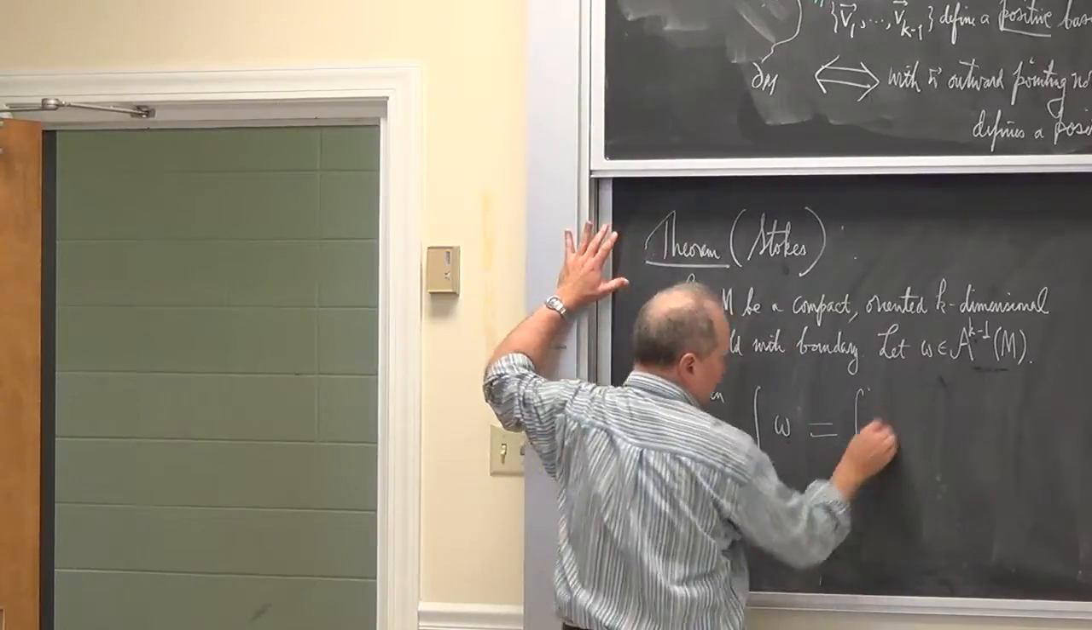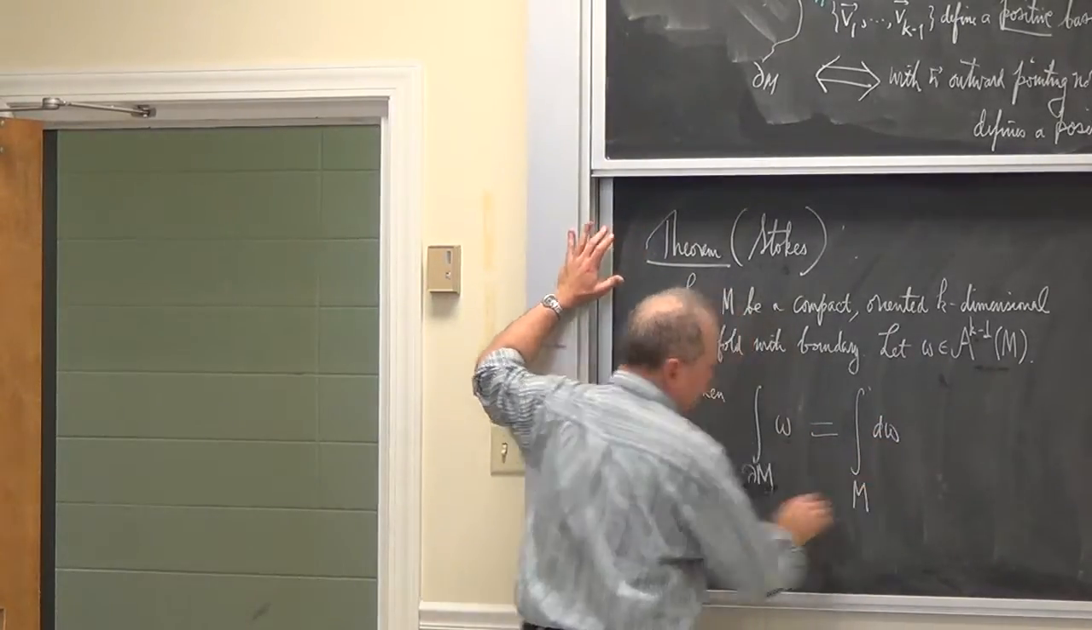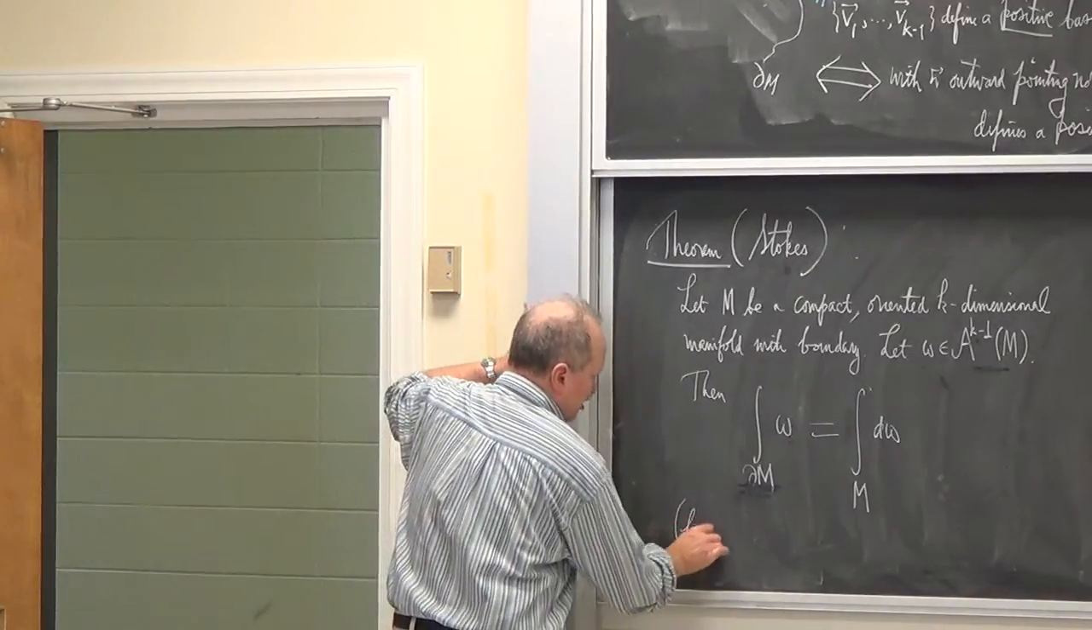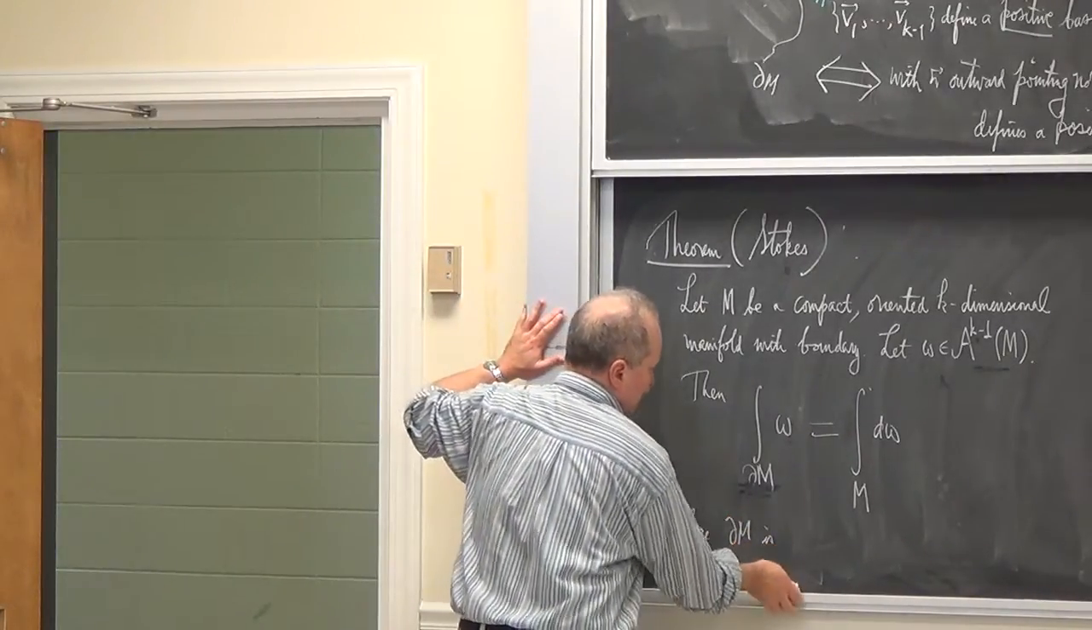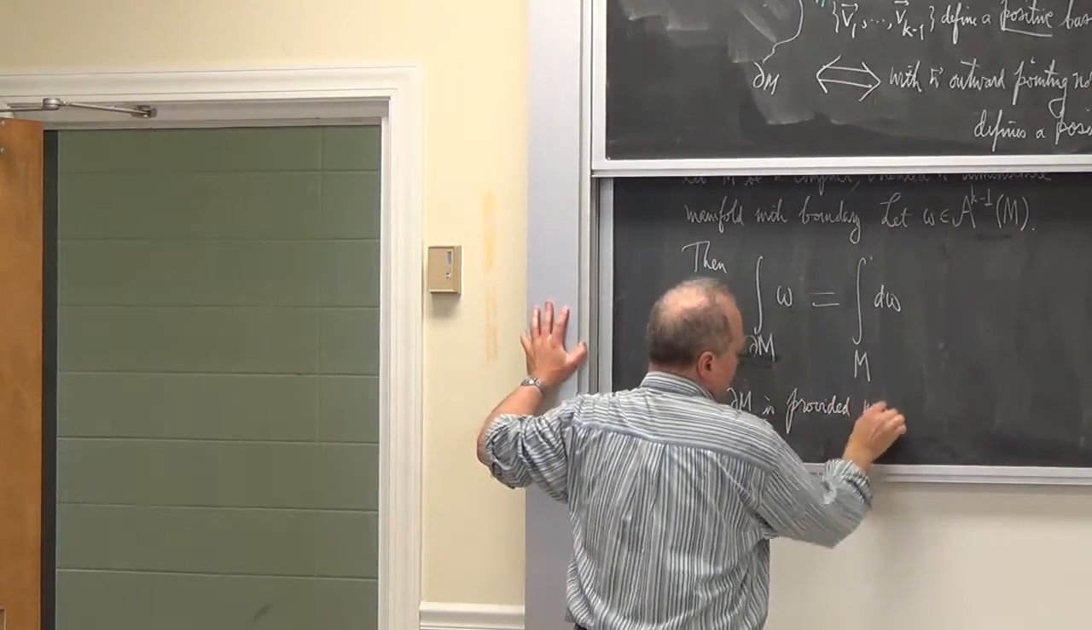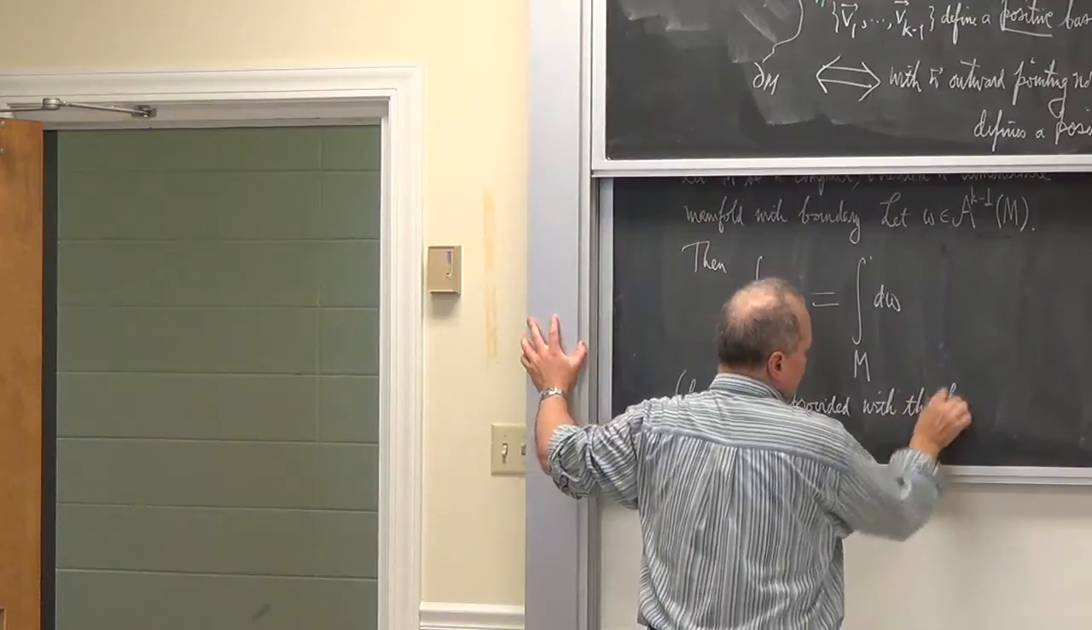So then integrating omega on the boundary is the same as integrating d omega on M. And here, boundary M is provided with the boundary orientation that we just finished discussing.